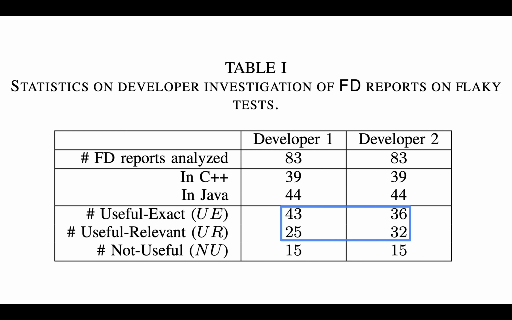So what we look at is useful exact and useful relevant. So the two developers basically said the same 68 issues in total out of 83 were useful in one way to actually fix the root cause. And in 15 of them, they found the reports to be not useful. We later looked at these 15 and found that 4 of them could actually have been useful if the developers were experienced in the domain that the test belonged to, and 11 of them were due to test terminations by the test runner because the tests were taking too long. Therefore, they were just terminated at random points in code execution, and the reports were just not useful.